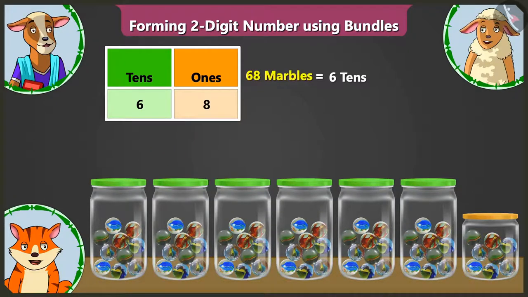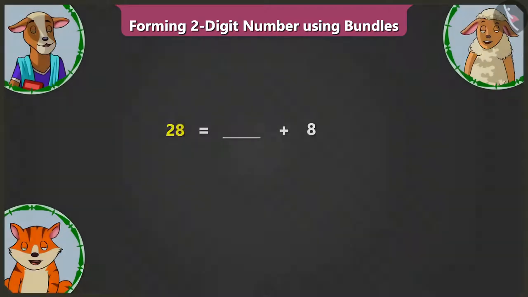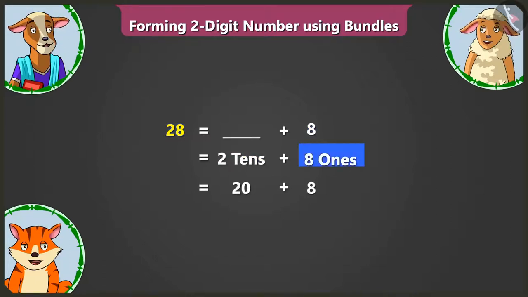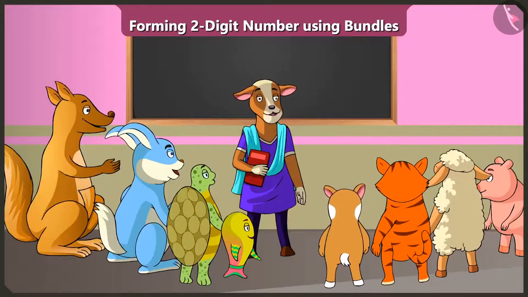68 has 6 tens and 8 ones. So 6 tens means we have to write 60 and 8 ones means we have to write 8 here. Come on, Billy. Now try to expand and tell the numbers written here on the board. 28 has 2 tens and 8 ones. So 28's expansion is 20 and 8. Very good, children. Now see you in the next class.